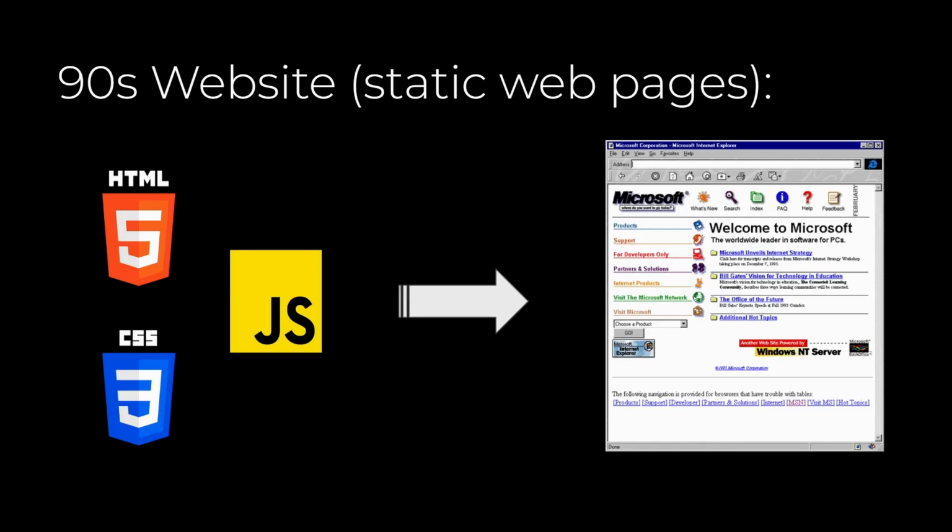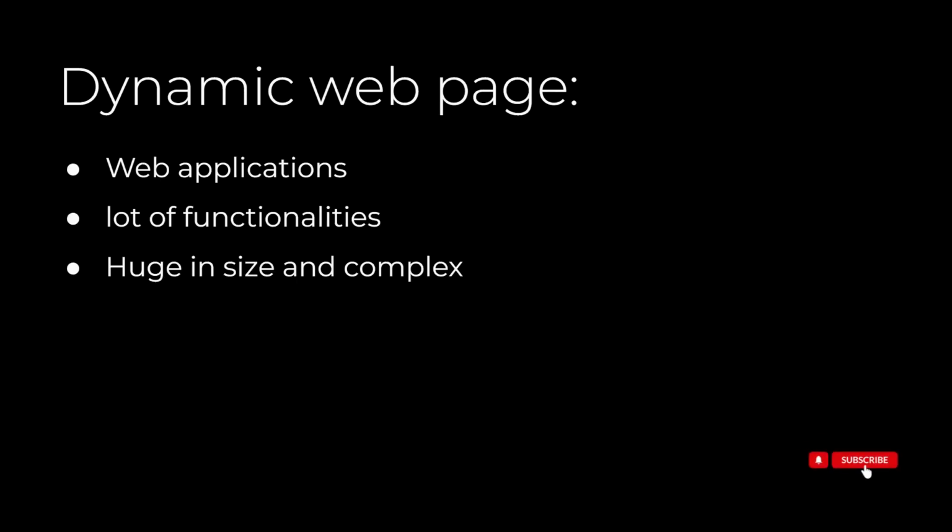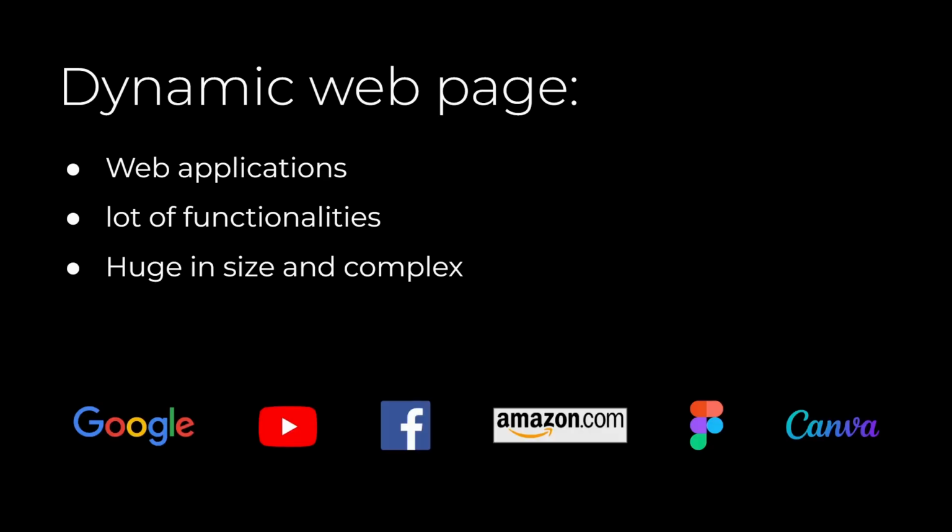Web technologies kept developing, and with time, fast forwarding to today, we have dynamic web pages. Due to dynamic web pages, we can build web applications that were impossible in the past. Now we can offer a lot of functionalities on websites, and they are huge in size and complex. These are some examples of modern web applications or websites.